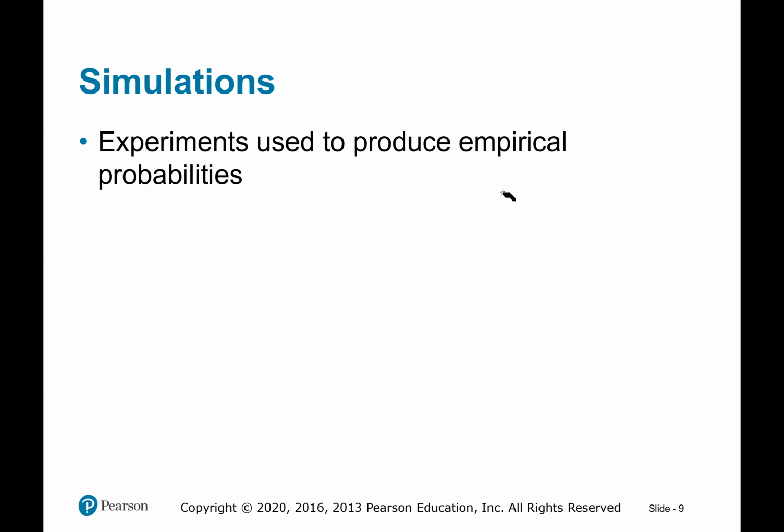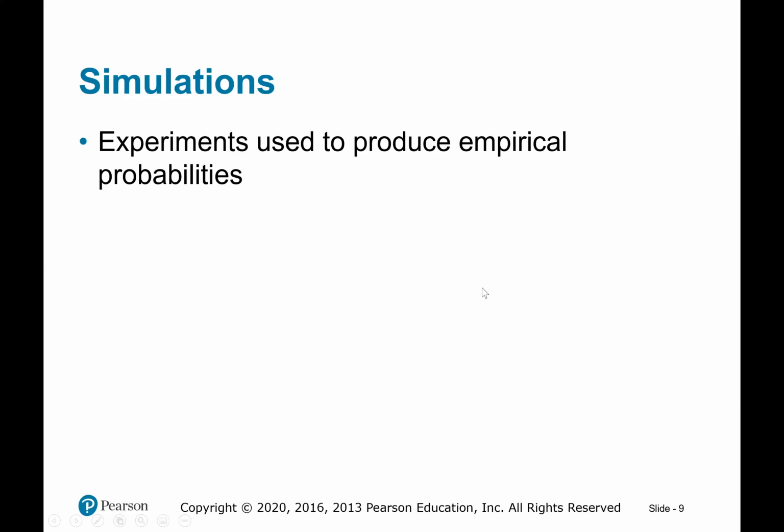And simulation. What is simulation? We do experiments used to produce empirical probabilities. Okay, so this is section 5.1, and I'm going to move to section 5.2 after this.